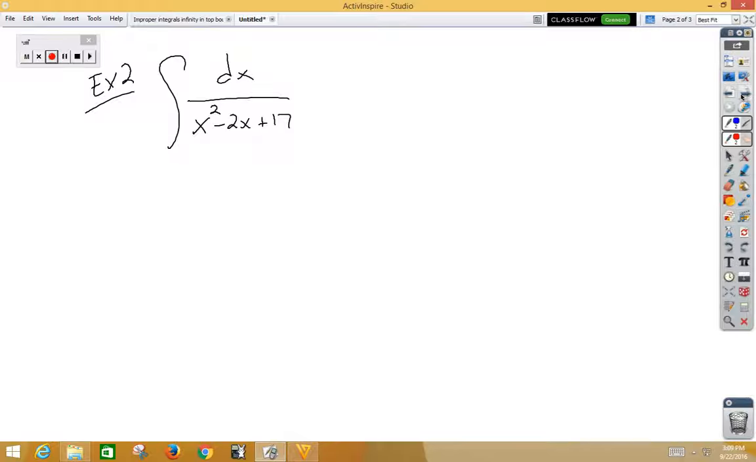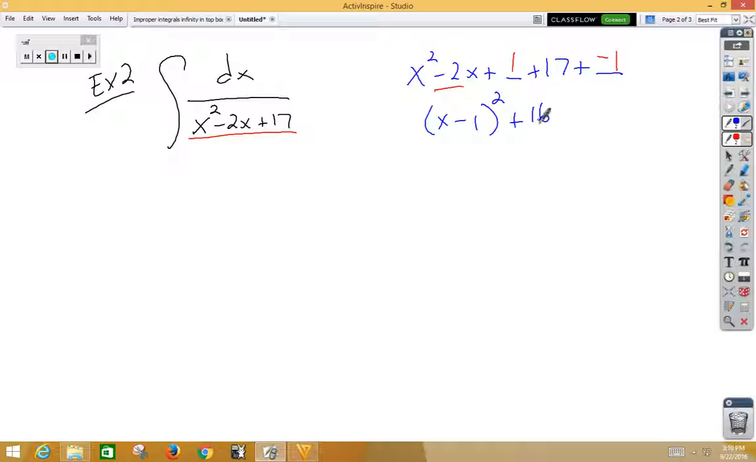Let's do a second example. We're going to start by completing the square in the denominator. So x squared minus 2x plus blank plus 17 plus blank. Half of the middle number is negative 1. Squared is 1, which means we're going to put a negative 1 on that side so as not to change the problem. The trinomial factors as x minus 1 squared plus, combined like terms, we get a 16. So our new denominator, integral of dx, x minus 1 squared plus 16, begins to look like inverse tangent.